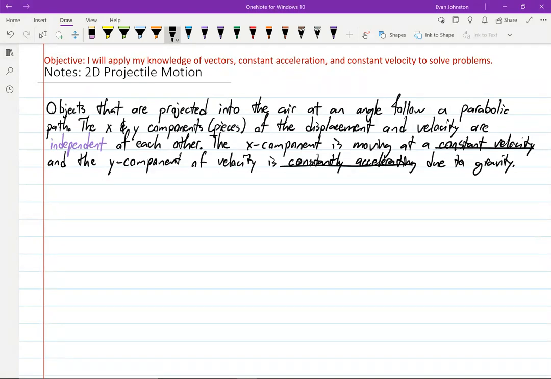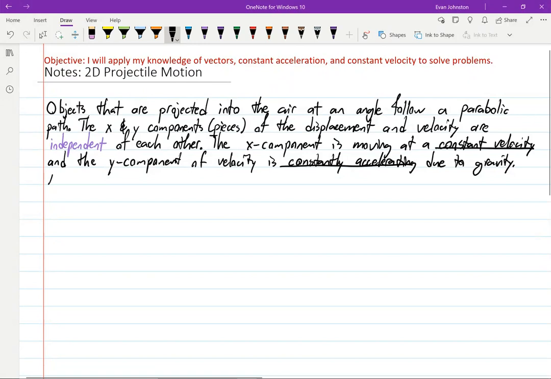I do want to say that the x component moving at a constant velocity is only because we ignore air resistance. The air is actually in the way. Something moving through the air is having to push the air out of the way. The air is resisting it a little bit. So, yes, it is technically slowing down a little bit in the x direction as it moves. But because we ignore air resistance, it's not going to slow down in the x direction. It is going to speed up or slow down in the y direction though.